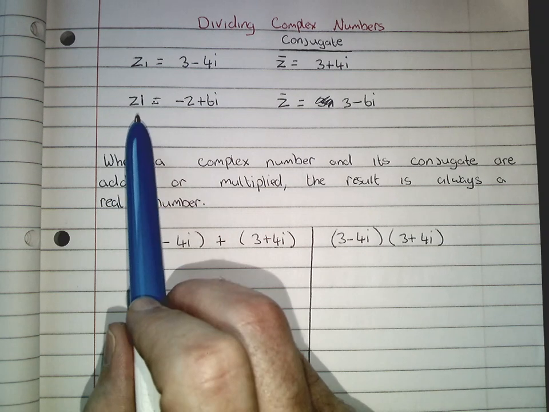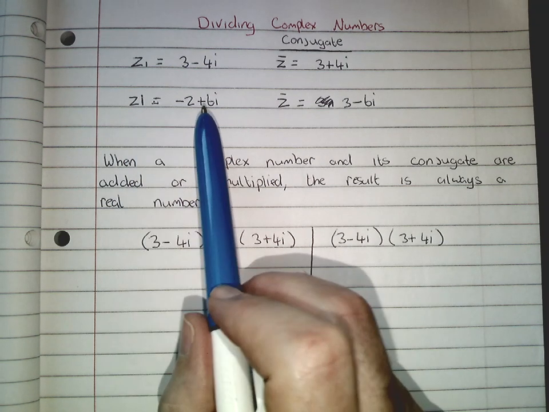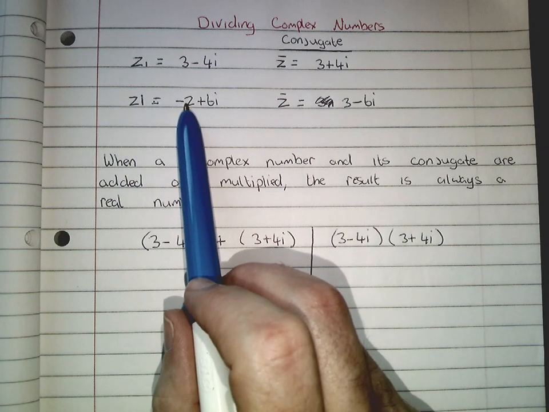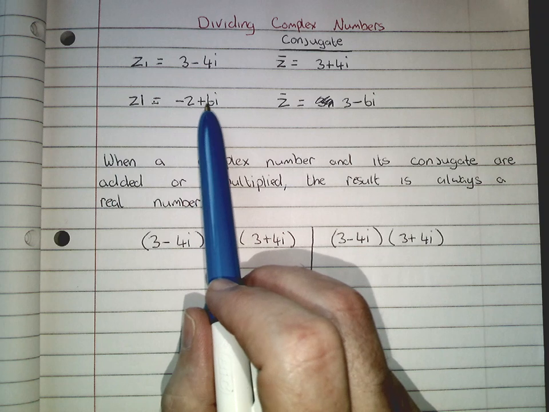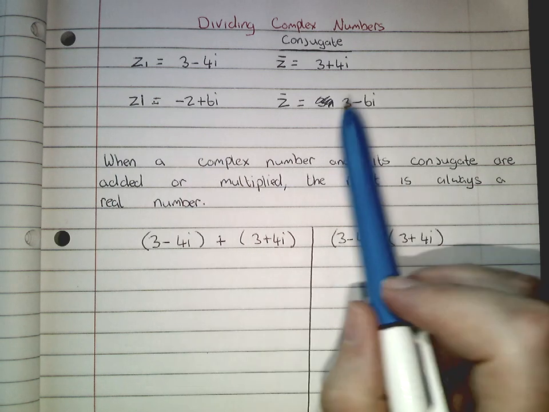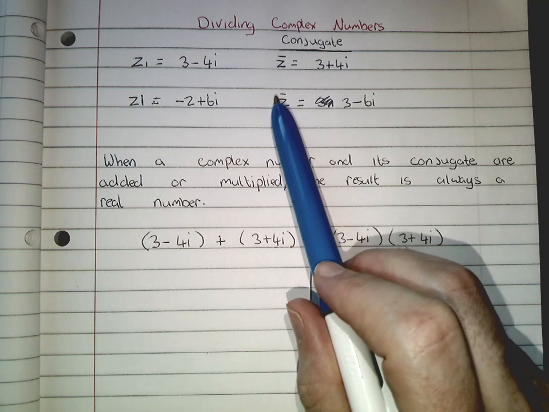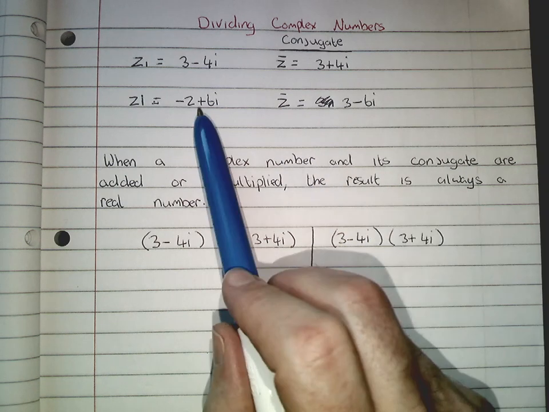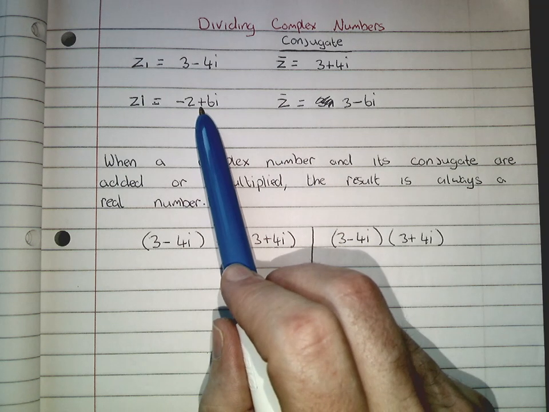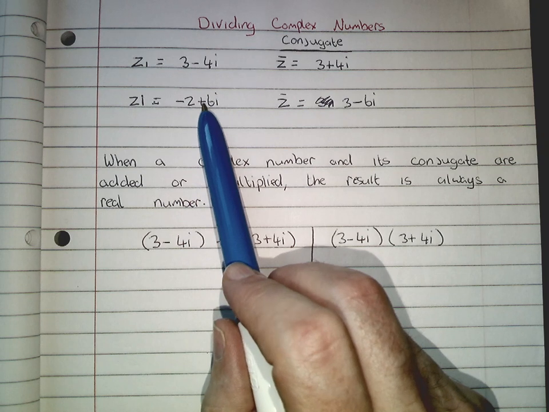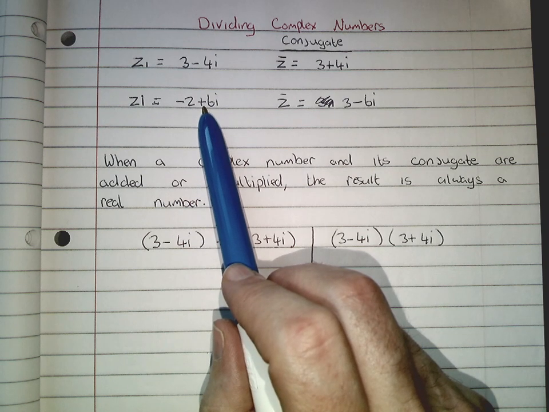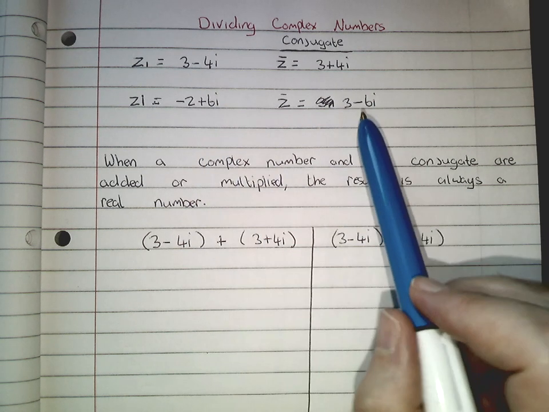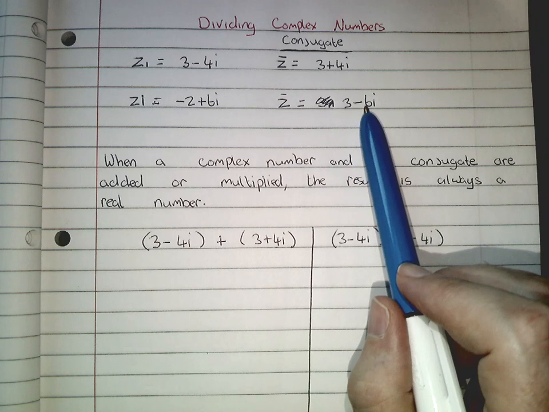Again, if we look at this other example, this is just Z1. The real part is minus 2 and the imaginary part is plus 6i. If I want to get its conjugate, and remember the Z with a bar over it means its conjugate, I just change the sign in front of the imaginary part. So in the complex number here, it's plus 6, and in the conjugate, it's going to be minus 6.